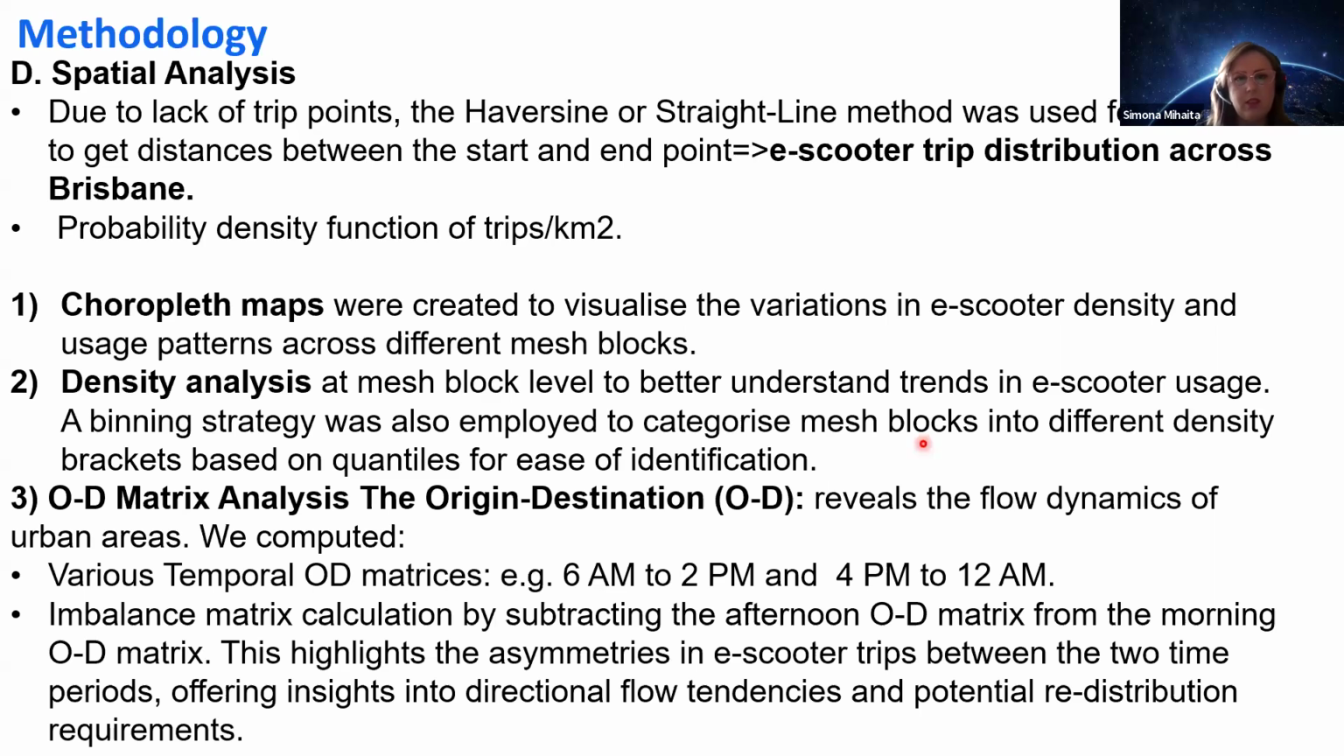We also calculated probability density functions of trips per square kilometer. Based on that, we went further and tried to visualize all this data via what we call choropleth maps in order to identify variation in density. We also did a density analysis at mesh block levels to see the trends, also applying some binning strategies, basically to take some mesh blocks, categorize them by different density brackets, calculate quantiles for each mesh, and so on.